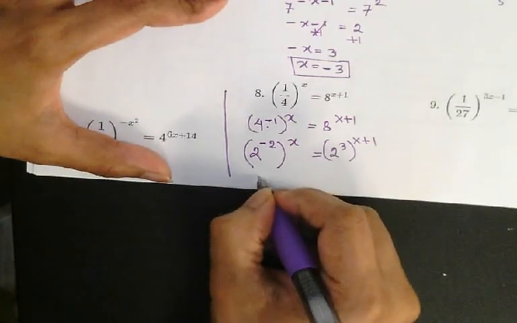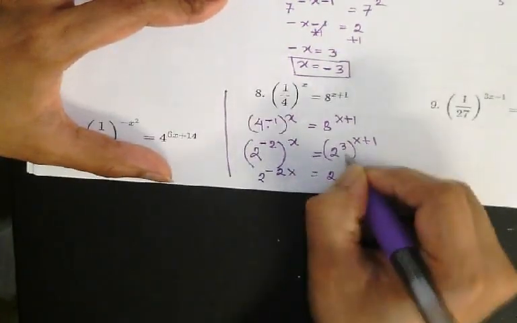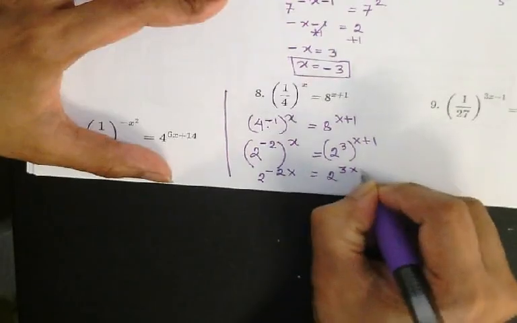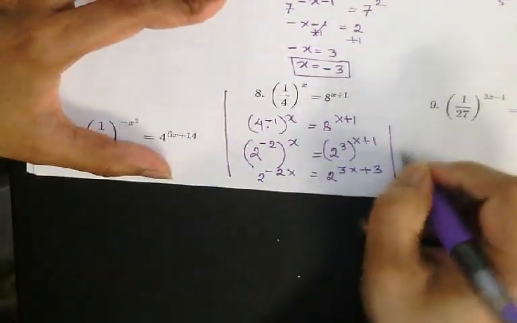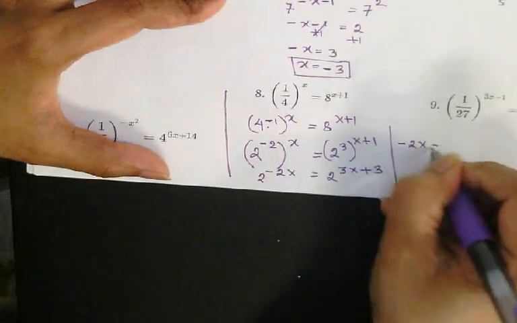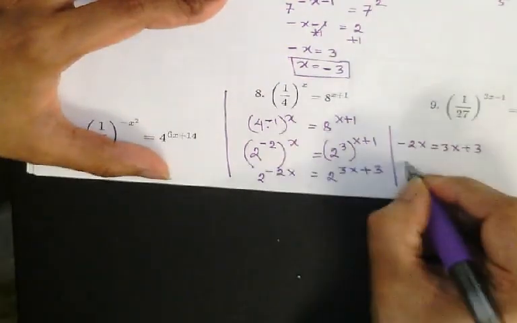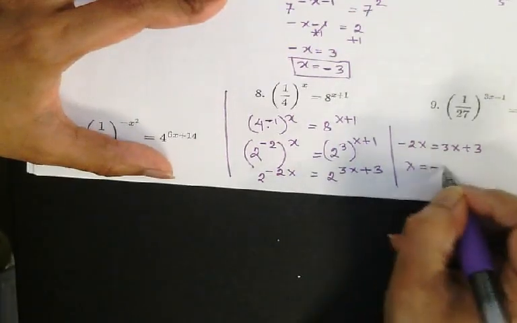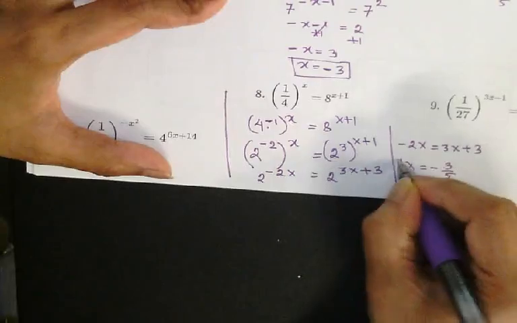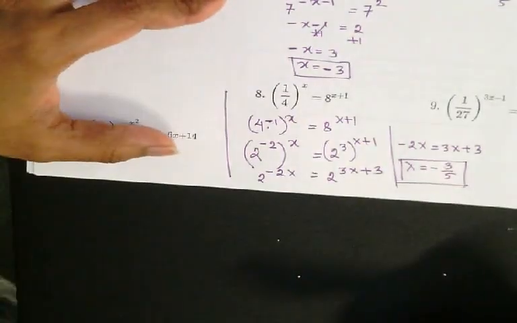So it's going to be 2 to the power negative 2x is equal to 2 to the power 3x plus 3. Let's get rid of the 2. Negative 2x is equal to 3x plus 3. So x is going to be equal to negative 3 over 5? Yes. All right. Questions?